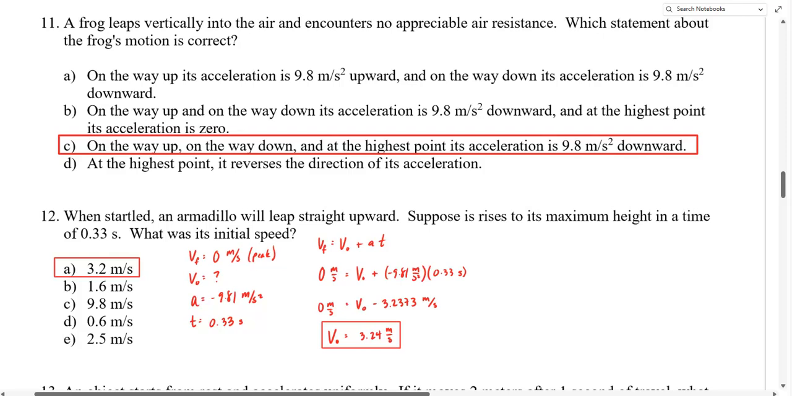What sort of acceleration is being experienced? And acceleration is a quantity separate from velocity. And we'll note that through the entirety of the event, the frog is experiencing the same acceleration, 9.8 meters per second squared downward, or negative 9.8 meters per second squared.